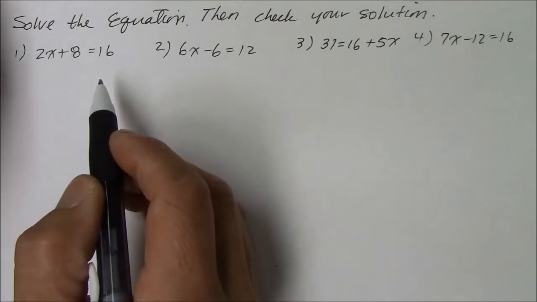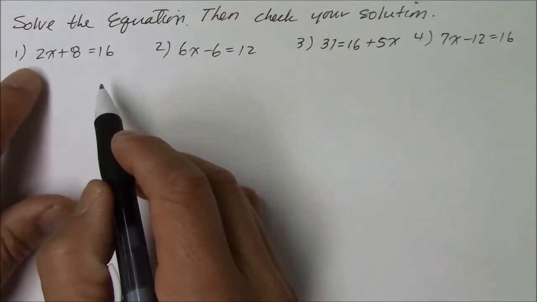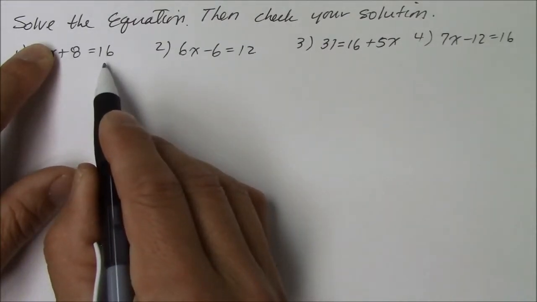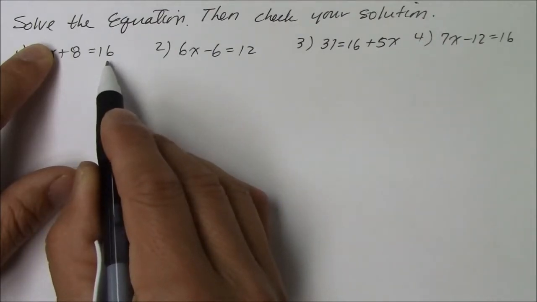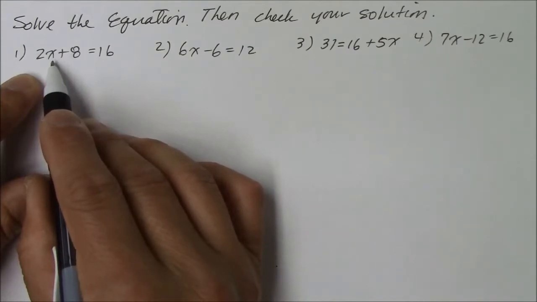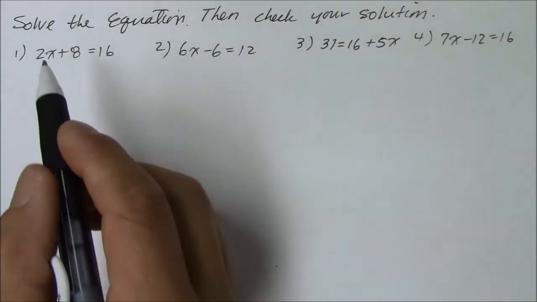And here's another way to look at it. If some of the kids were using mental math, they'll say, hey, what plus 8 is 16? And you'll say, well, that's 8. 8 plus 8 is 16. And then the second question is, well, then 2 times what is 8? And you'll say, well, x is 4. And that'll be correct. But now, how do you show that algebraically?